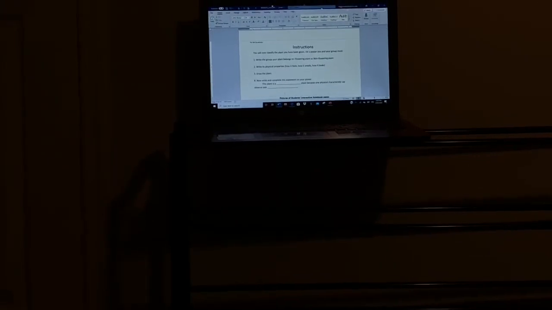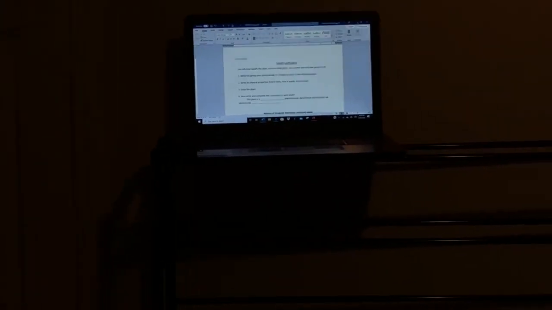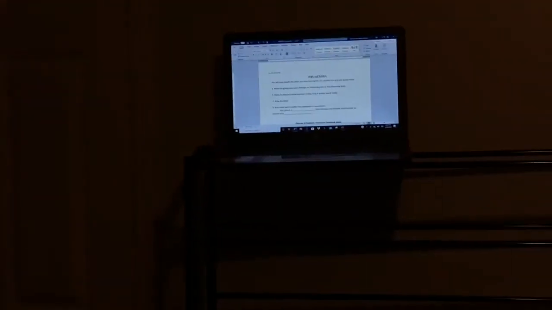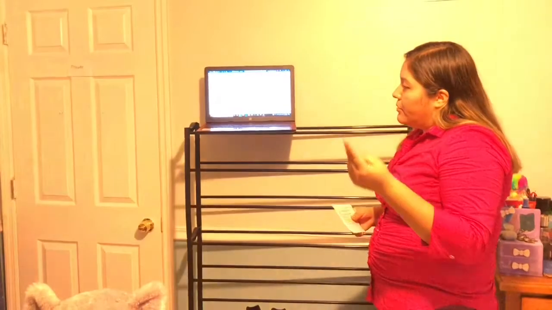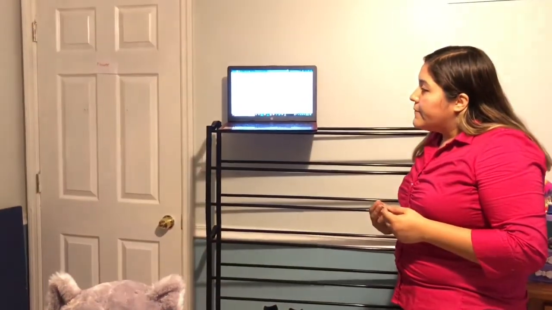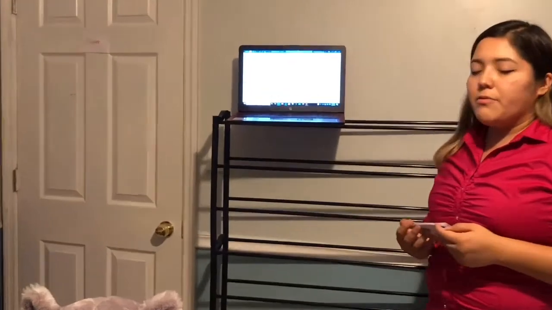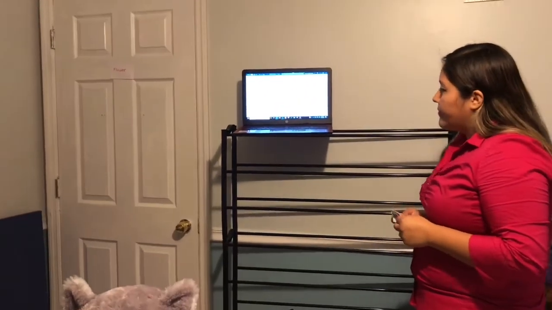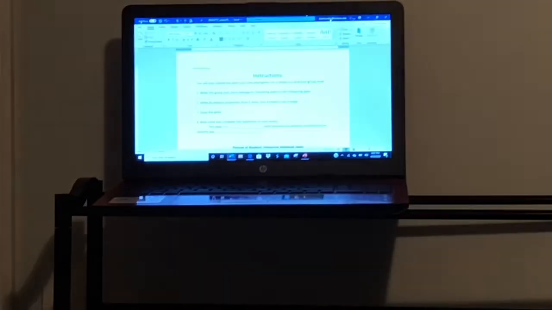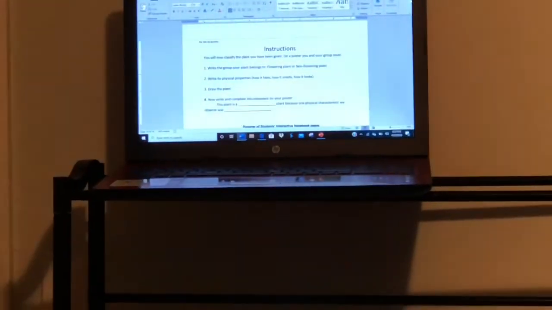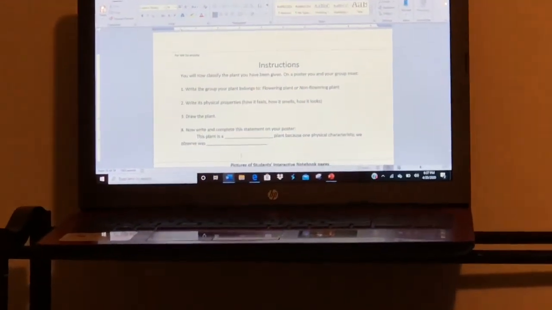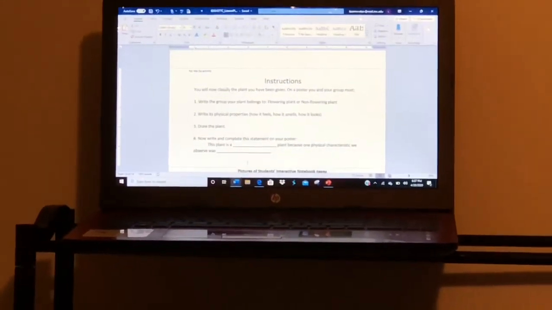You will discuss with your group members. Do you think it is a flowering plant or non-flowering plant? Number two, write its physical properties. This is what you wrote in your journal. How does it feel? How does it smell? How does it look now that you saw it?